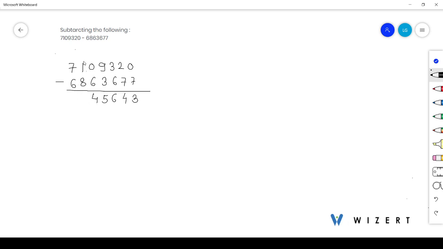Now this 0 minus 8 is not possible again. So we borrowed from this 7. 7 will convert it to 6 and that 0 will convert it to 10. 10 minus 8 is 2. 6 minus 6 is 0.